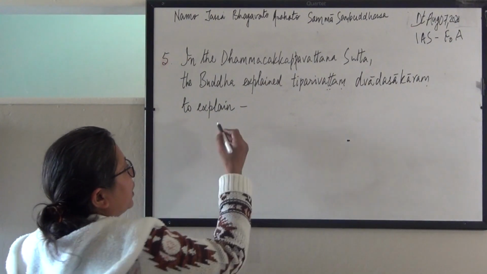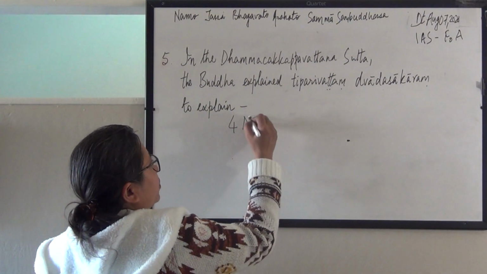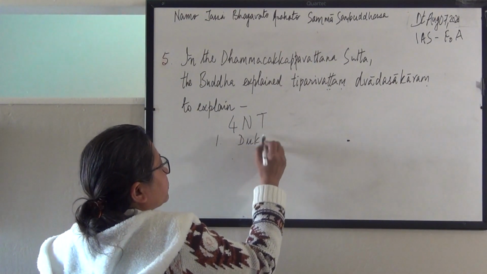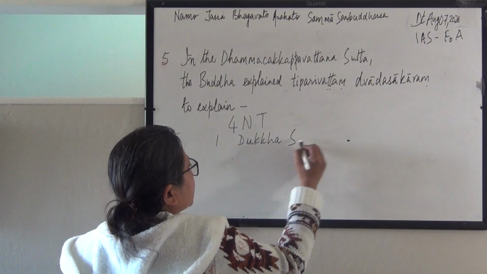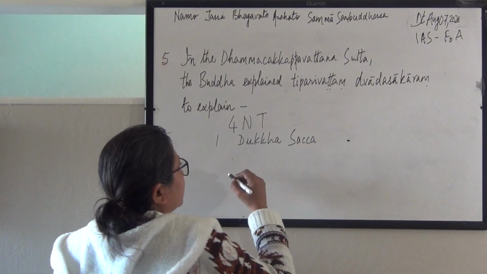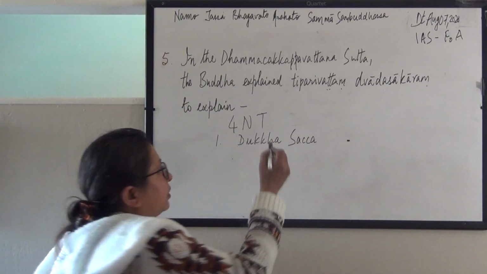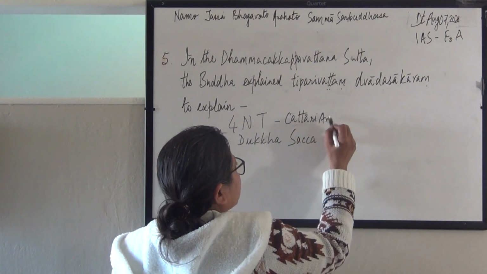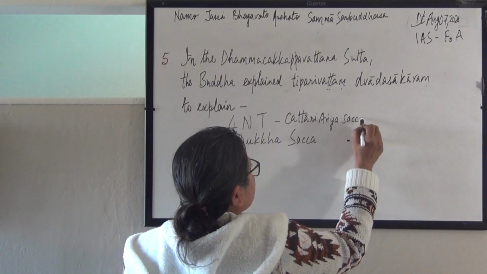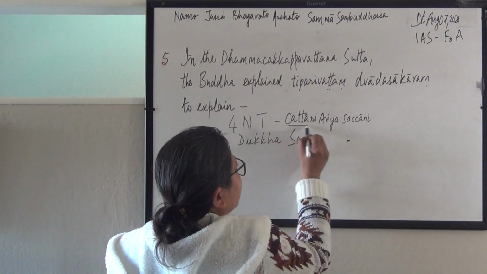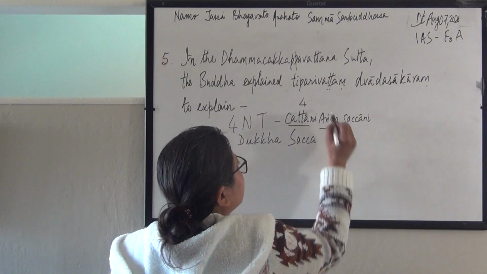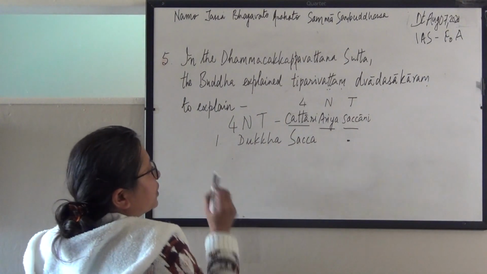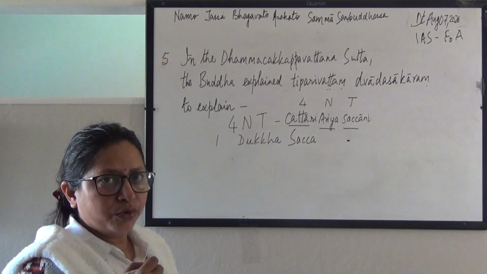So what are the Four Noble Truths? Chattari Arya Satchani. Four Noble Truths is Chattari Arya Satchani. Chattari means four, Arya means noble, and Satchani means truth. So the Four Noble Truths, what are they?